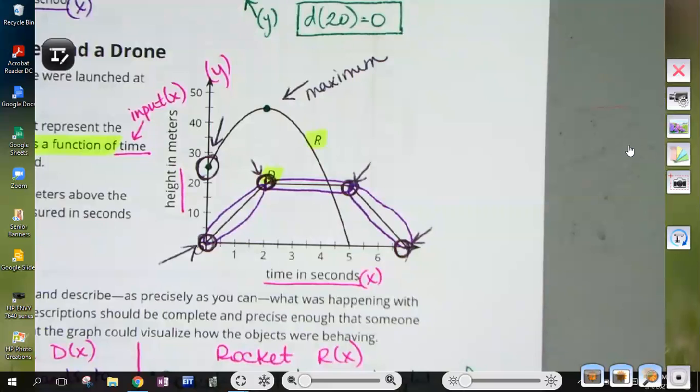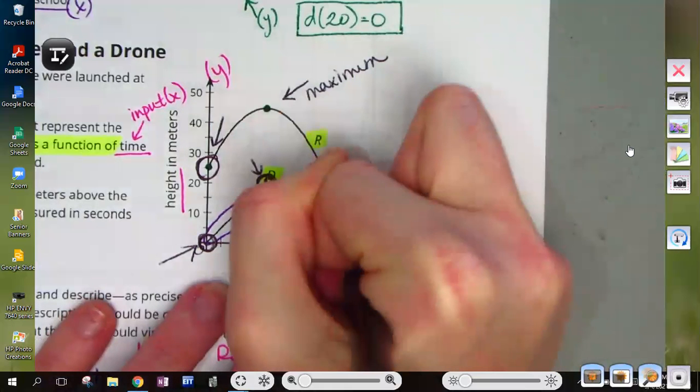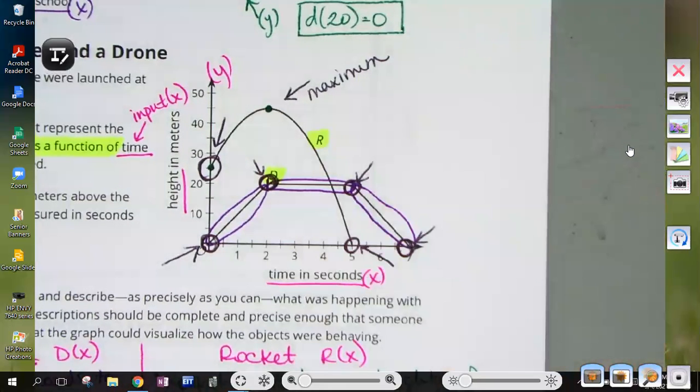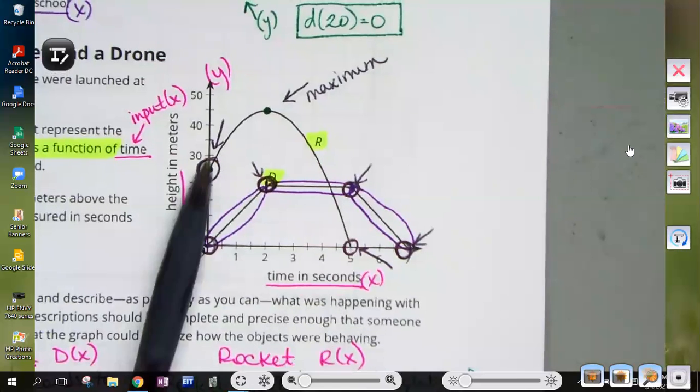All right. And then what's another important part of the rocket? When it hits the ground. Good. Yes, your maximum and your minimum is just any point on the graph that's the highest compared to the rest of the points on that particular function, and the minimum is the lowest point compared to the rest of the points on the function. So yes, that would be the minimum because the other side does start off higher.